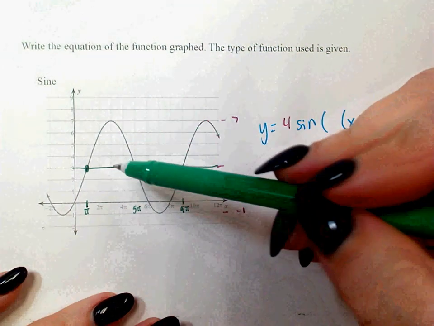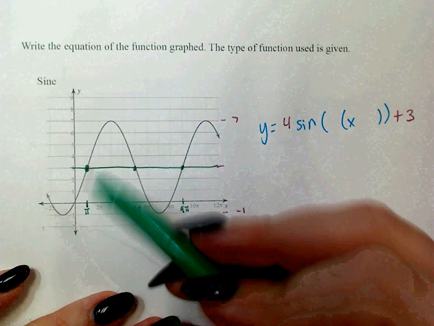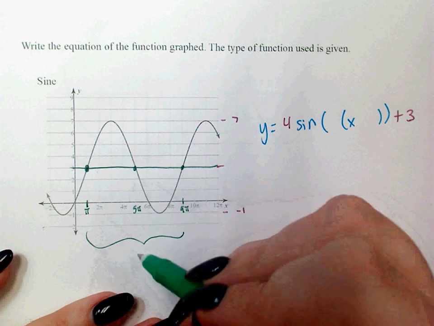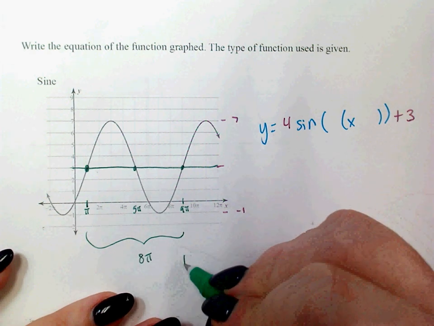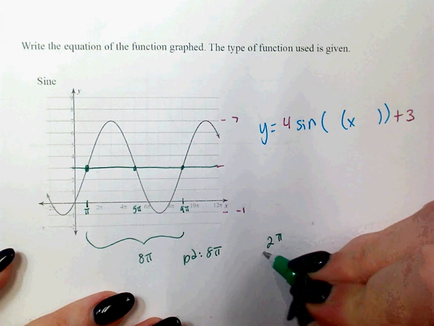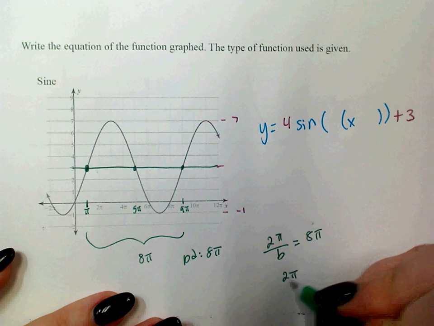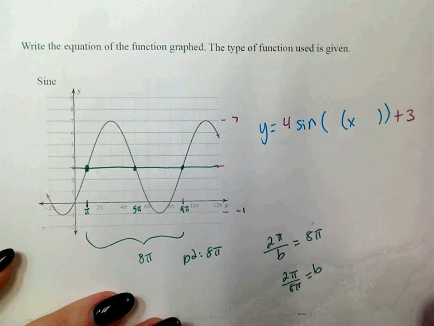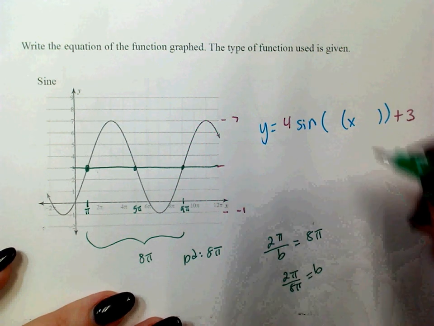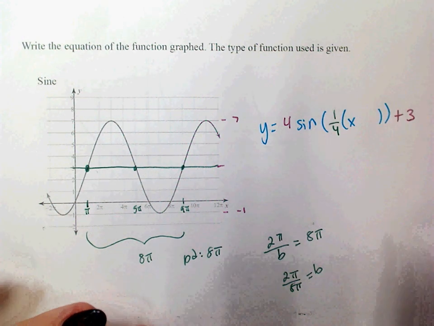But if I think about an entire wave, it looks like this would be an entire wave. That distance is 8 pi, so my period is 8 pi. Just remember the formula for period is 2 pi divided by b. So if 2 pi divided by b equals 8 pi, then 2 pi divided by 8 pi equals b, and so b equals 1/4. So I'm going to put 1/4 right there. Okay, the period is 8 pi.